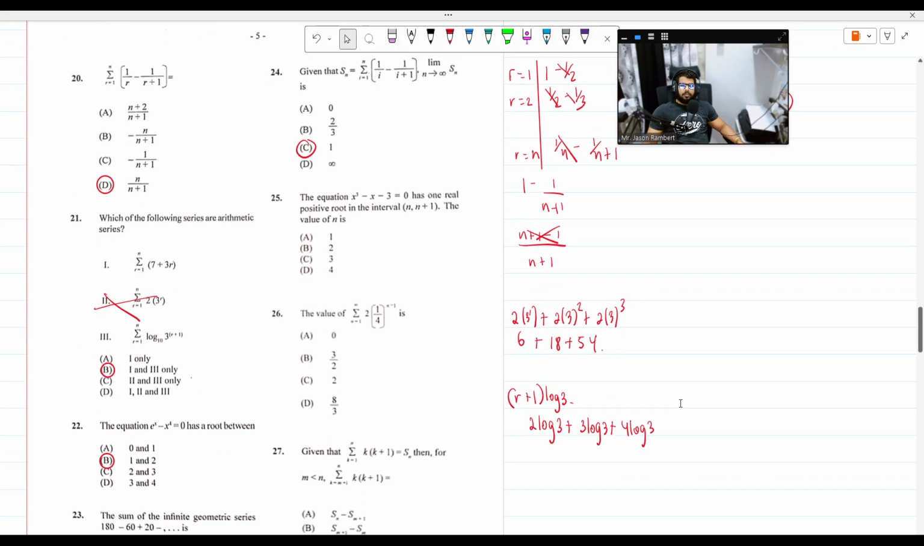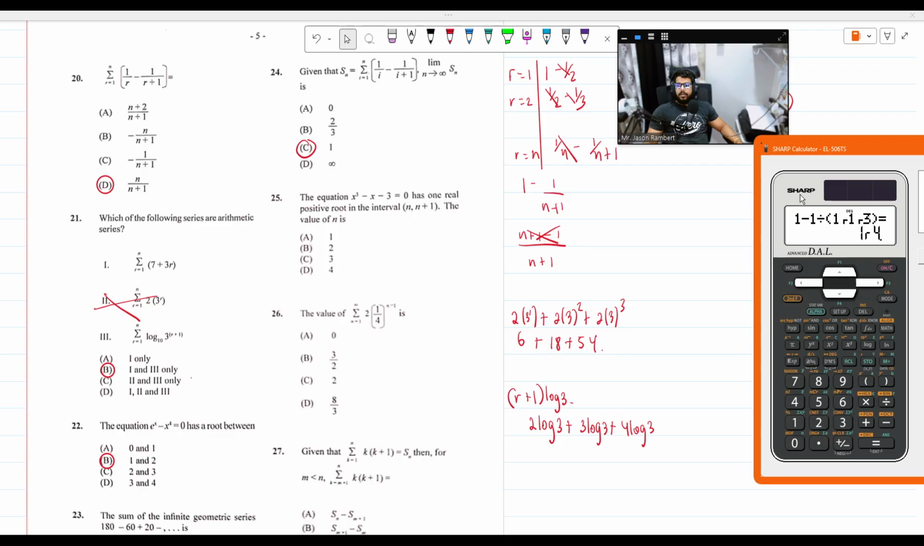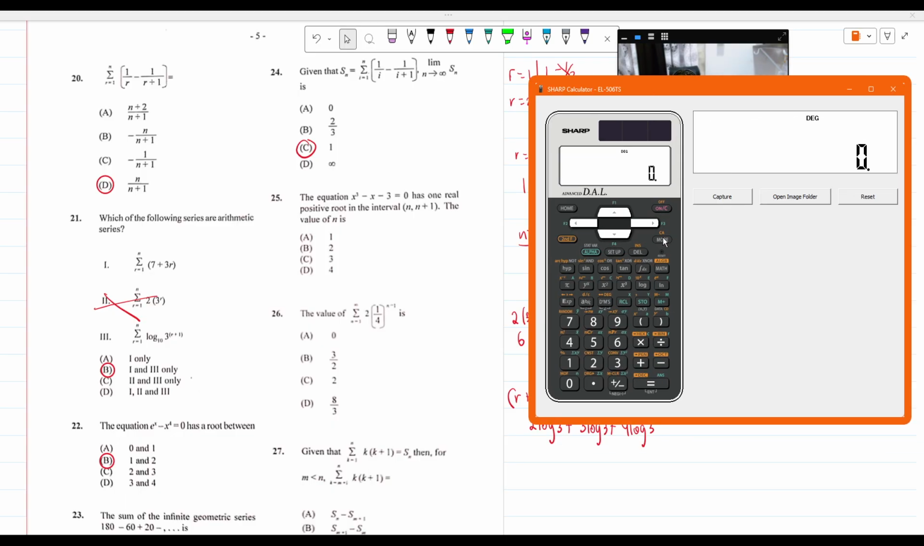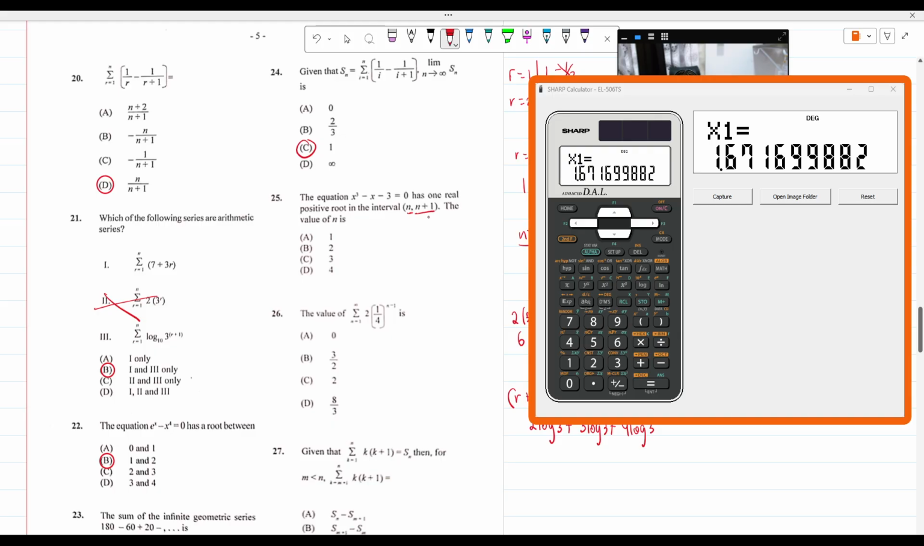The equation has one real positive root in the interval. The value of n is... Alright, so there's a cubic, so I could go on my calculator and solve the cubic. Mode 2, 3. 1 for x cubed. X squared is 0. Coefficient of x is -1 and the constant is -3. So one of the answers is 1.67. The next two answers are complex. So it has a root between 1 and 2. So n is 1, this is 2. So that means, well, n is 1. The value of n is 1.